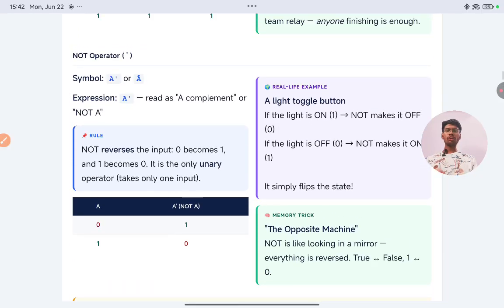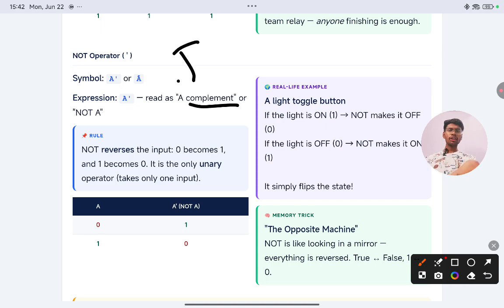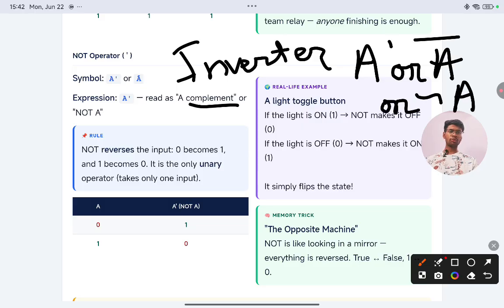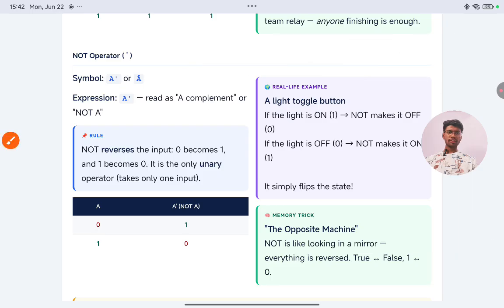And then we got the NOT operator. The NOT operator is known as a complement, or the inverter, or the inversion. There are actually three ways to represent it: A bar, or like this, you can also represent it. The most common is this representation. It is a complement, right?